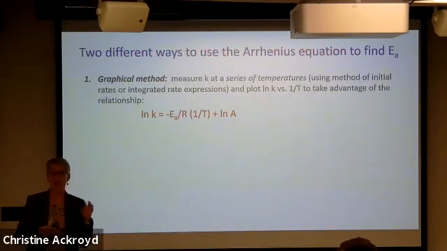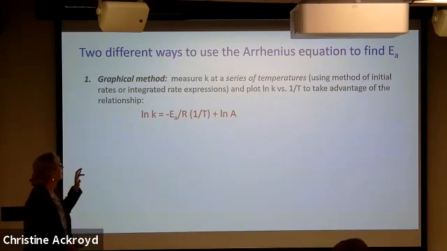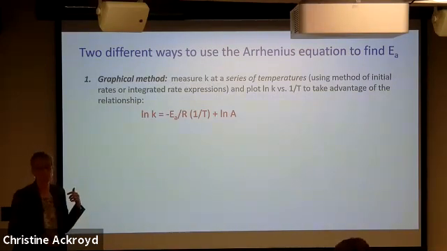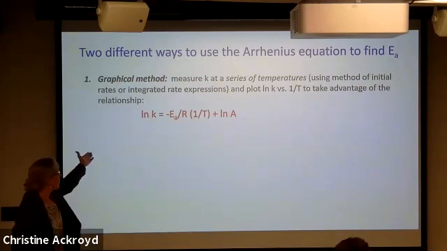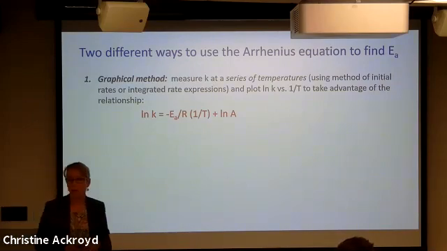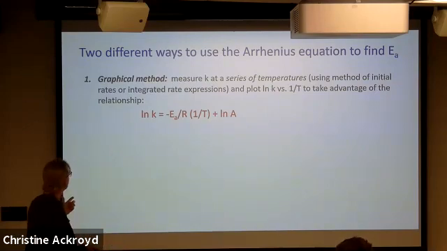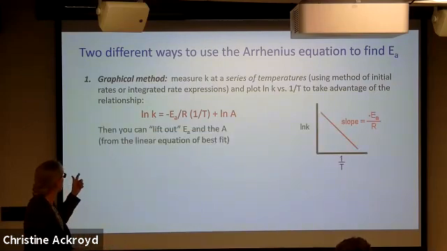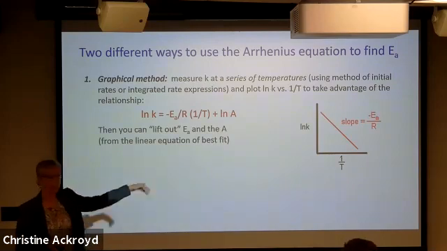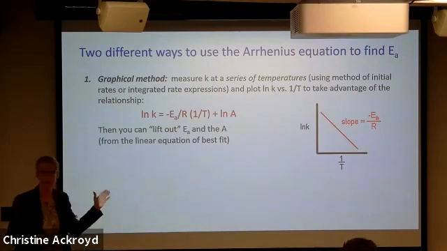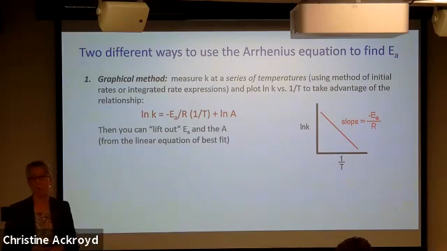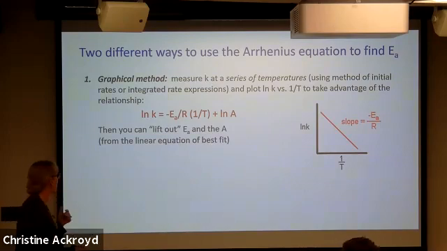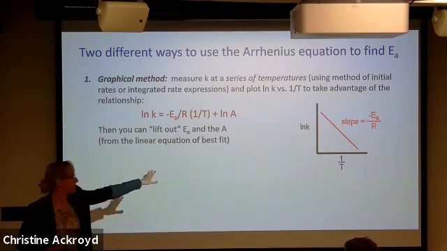Okay, there are actually two different ways that we can find the energy of activation. Both of them use this log version of the Arrhenius equation. The one we just talked about, you measure K at a bunch of different temperatures, plot natural log of the rate constant over 1 over temperature, pull out the slope of the curve of best fit, and that gives you your energy of activation. Okay, but this takes a lot of experiments, right?